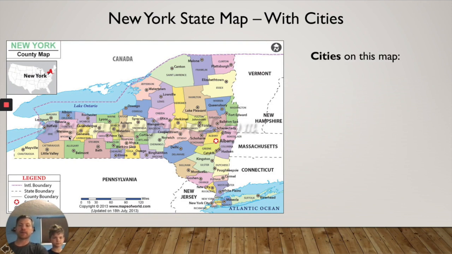Cities on this map include, well, there's actually tons of them. There's probably countless numbers of cities. And also when you're thinking about this, each county not only has cities in it, it also has towns in it. And we're not going to cover what the difference between a city and a town is, but they're sort of similar. And like a city or a town would be within a county.